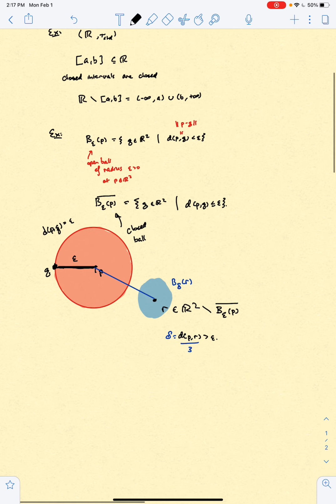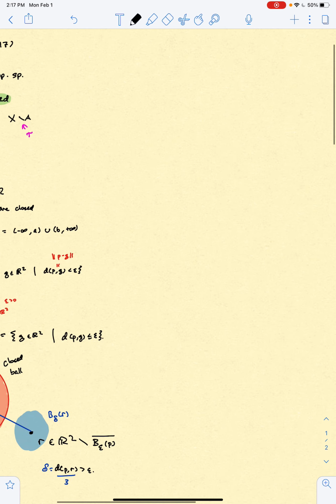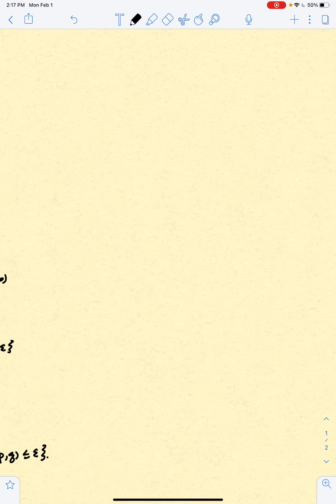Why do we care about these things? Well, one thing that's pretty important is that you can phrase the definition of a topological space or a topology completely in terms of closed sets instead of open sets. And in some examples, that actually is kind of the more natural thing to do.